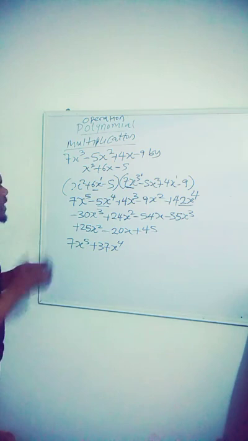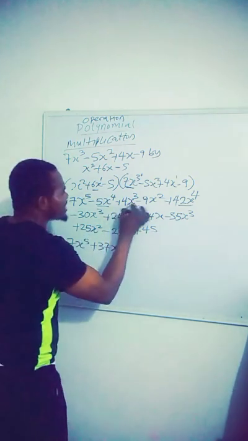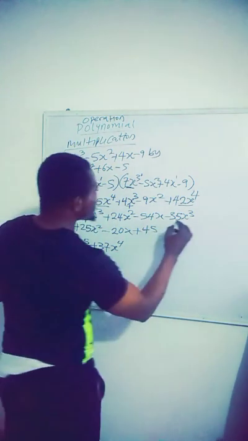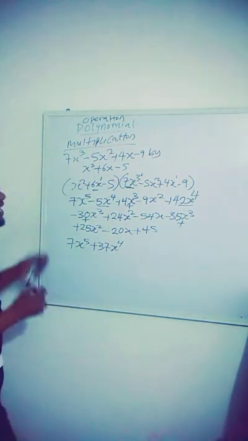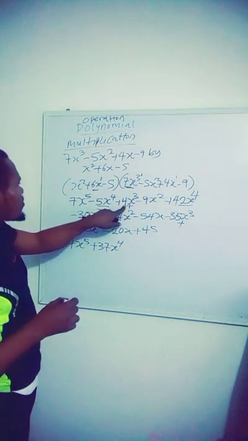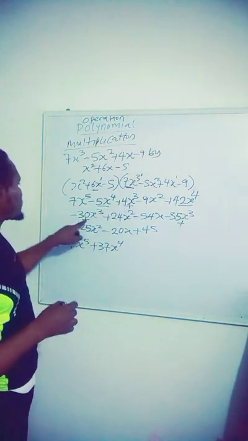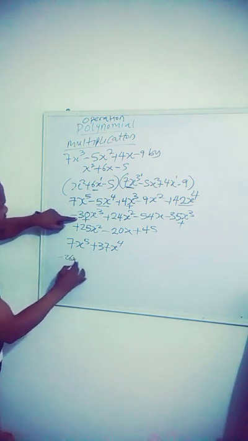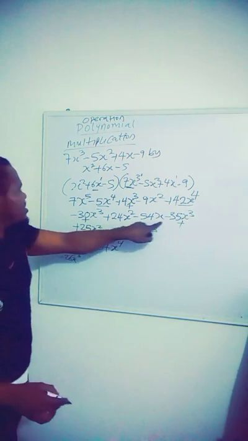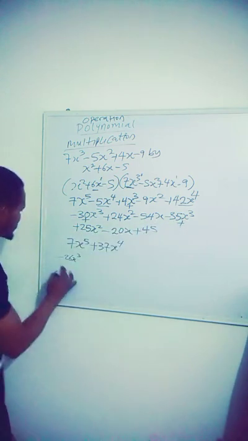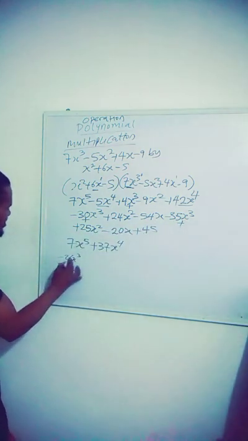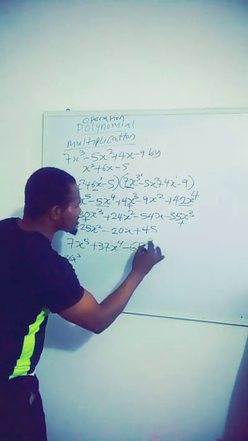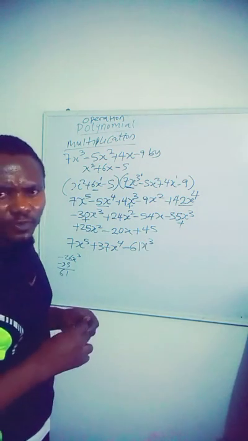Then we move to x raised to power 3. This is x raised to power 3, this is x raised to power 3, this is x raised to power 3. So we are having 4 minus 30, that is minus 26. Minus 26 minus 35, that is minus 61x raised to power 3. I hope you are getting the flow.